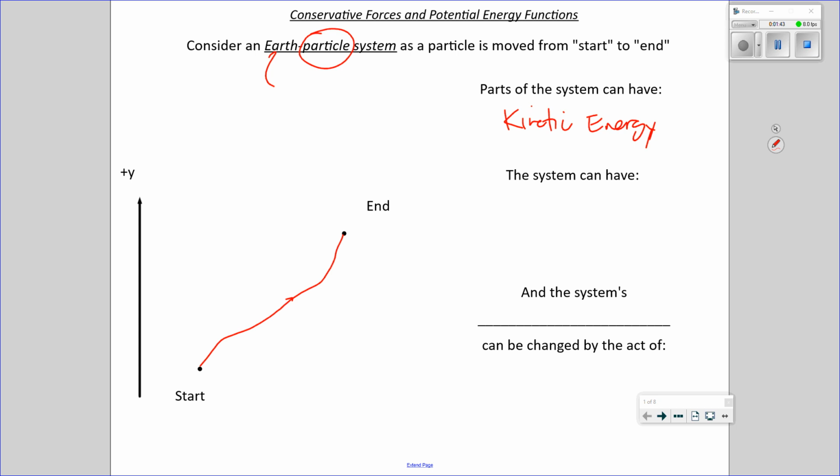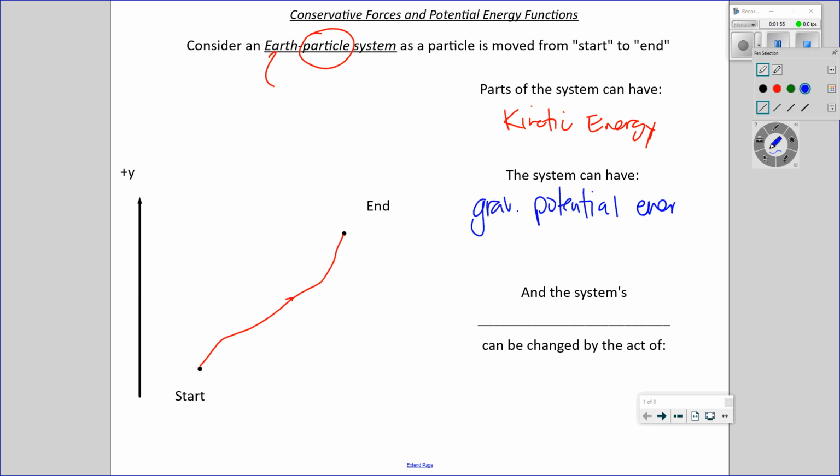But the Earth-particle system can have, by definition, what we call gravitational potential energy, because, for example, Earth makes a gravitational field, the particle's in that field, and vice versa. The particle makes a gravitational field. It's pretty weak, but it's there. Earth is in that field. And so that two-particle system has what we call gravitational potential energy. Let's call it UG.